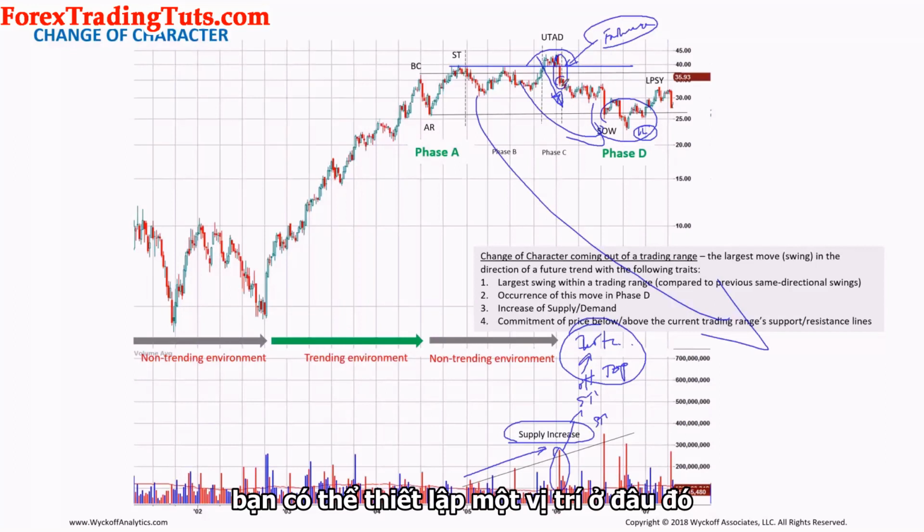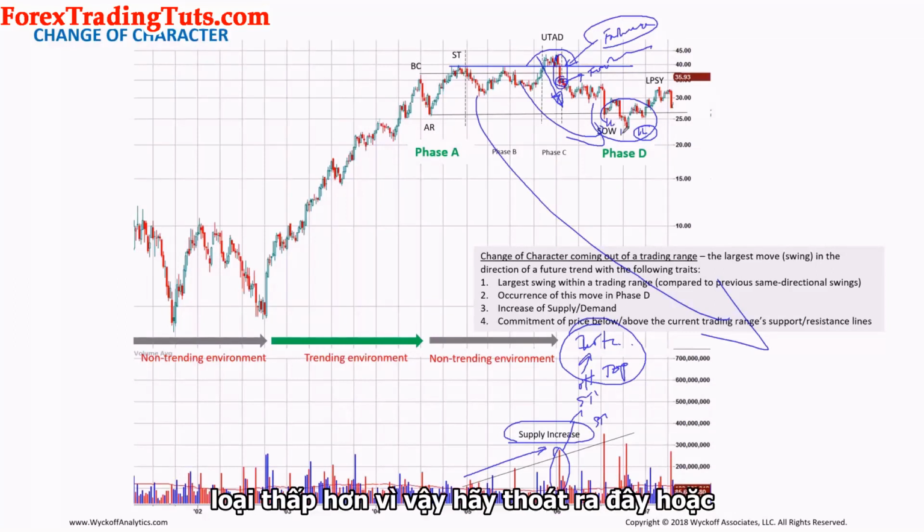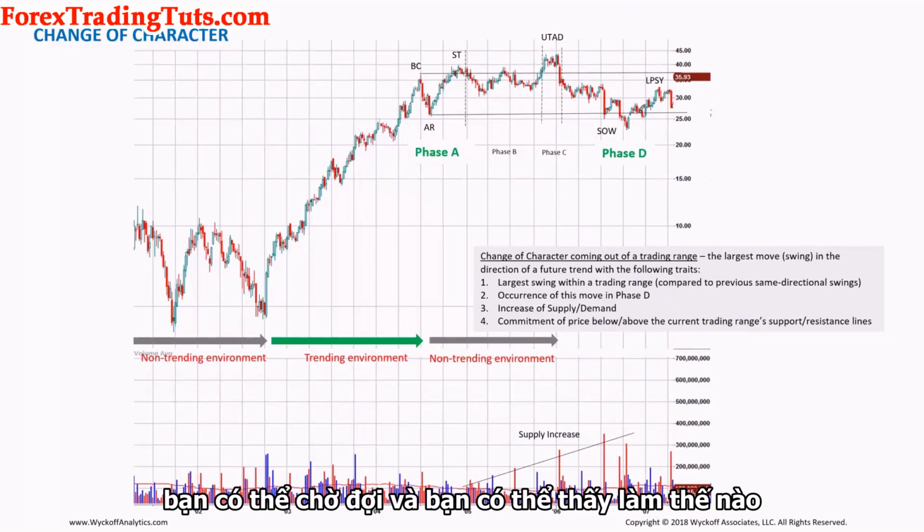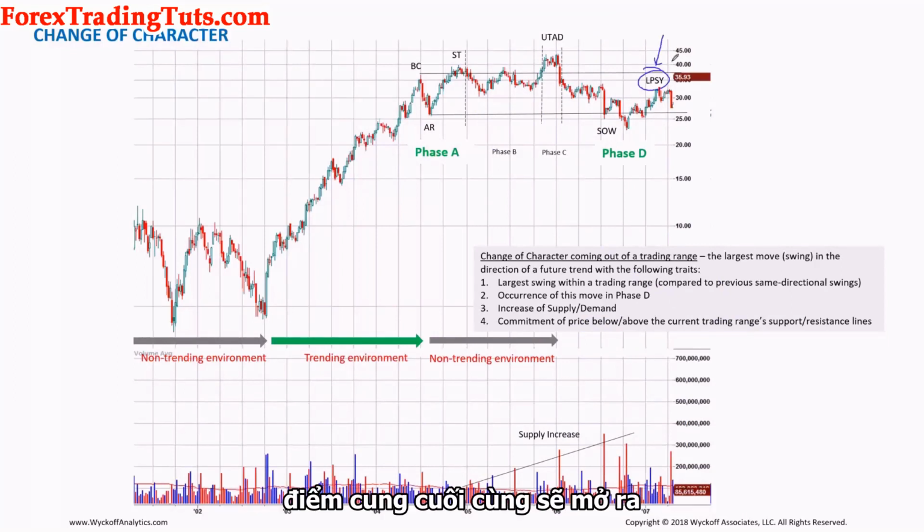You can establish a position somewhere here on the failed signal and then continue with this position until you see some kind of lower low. So exit here or somewhere here would be okay. And then you could wait. You don't necessarily have to continue with the short trade here. You could wait and see how the last point of supply is going to unfold.